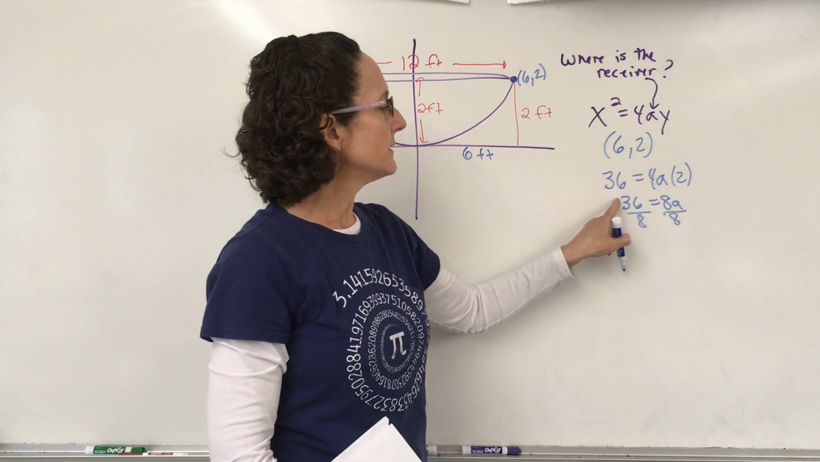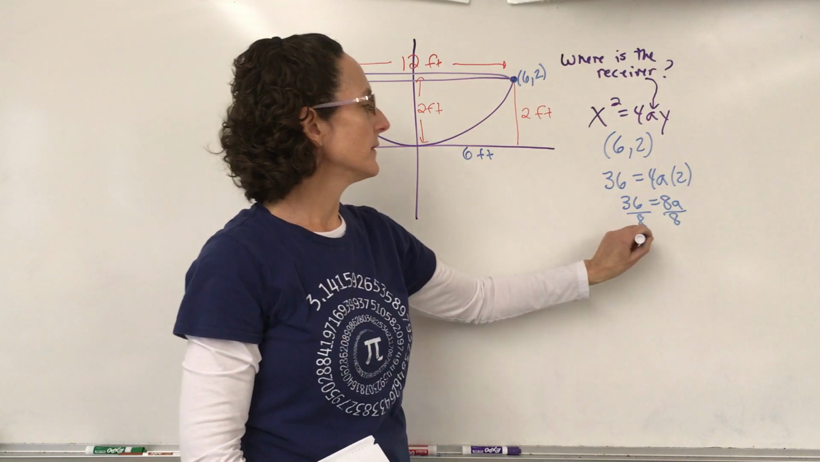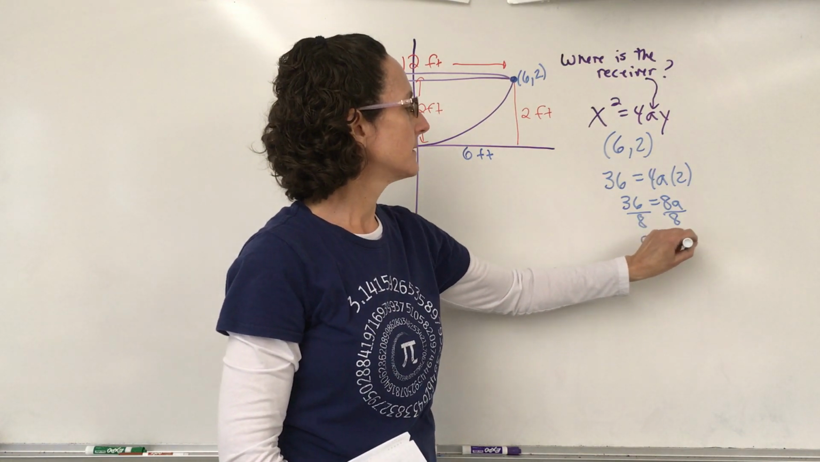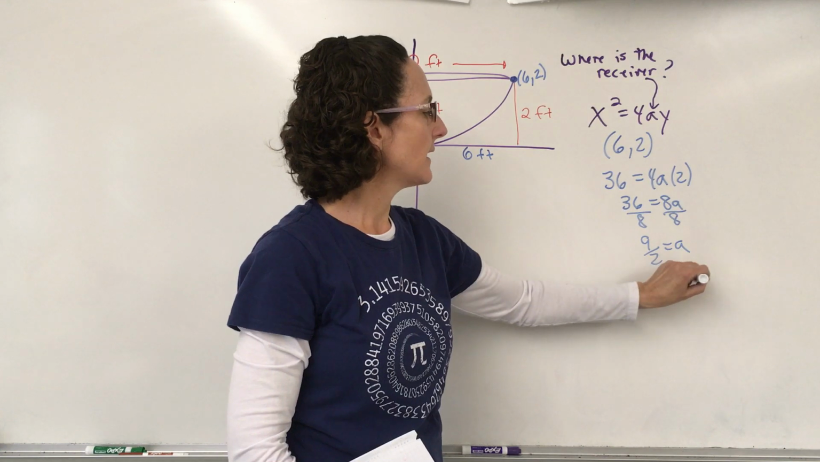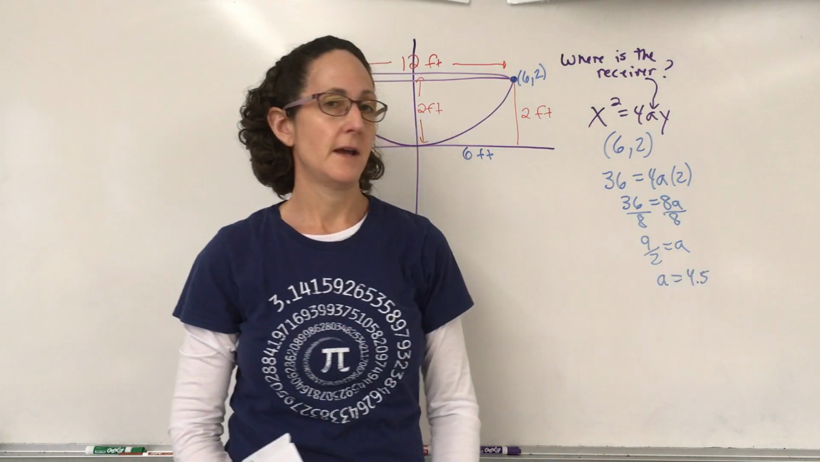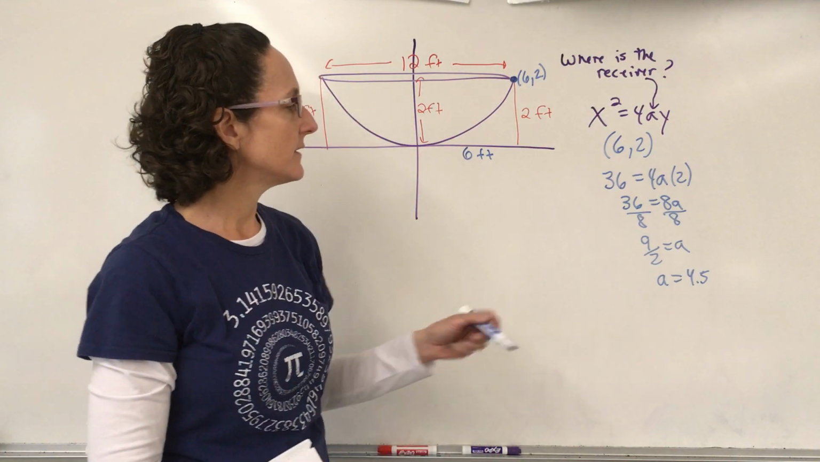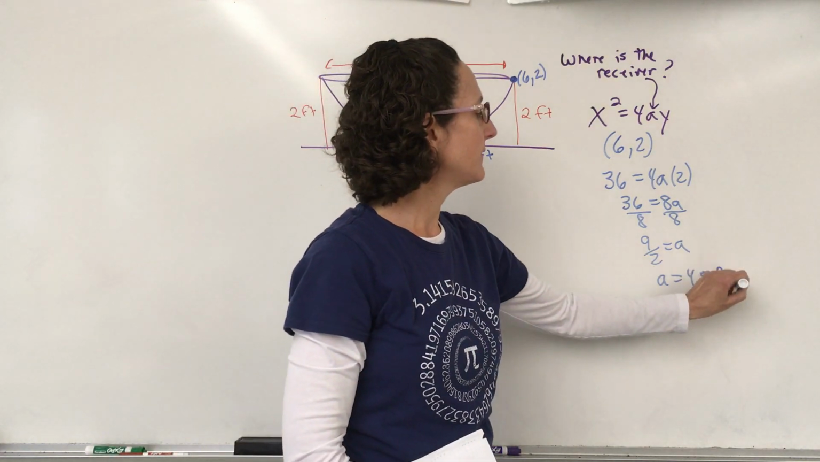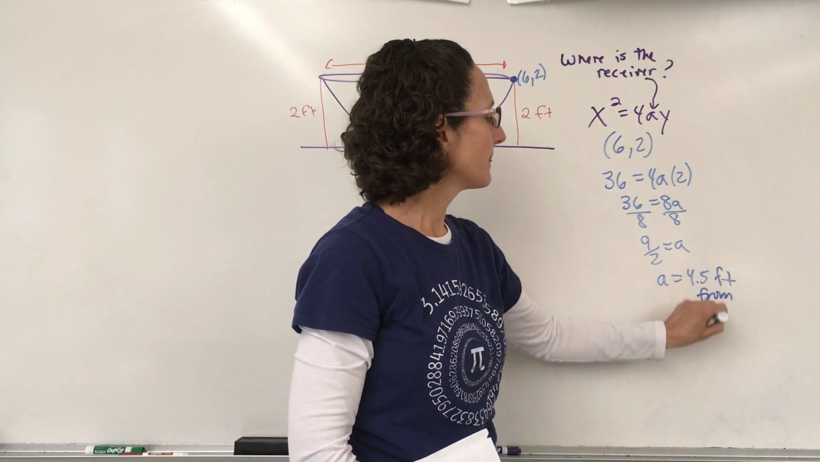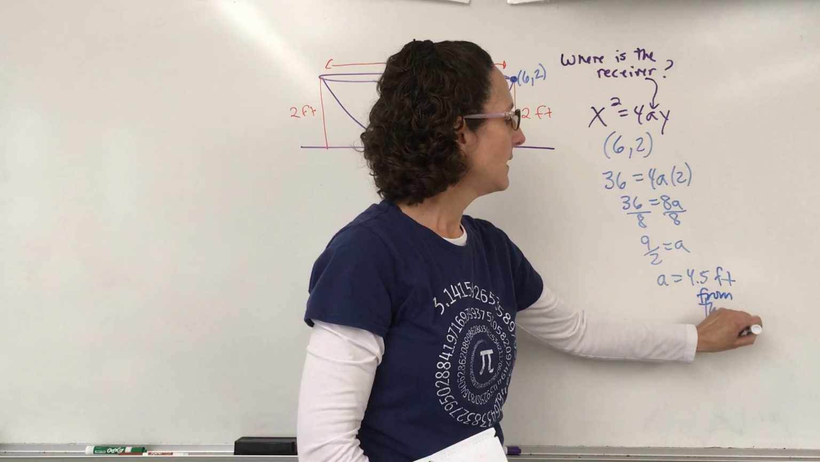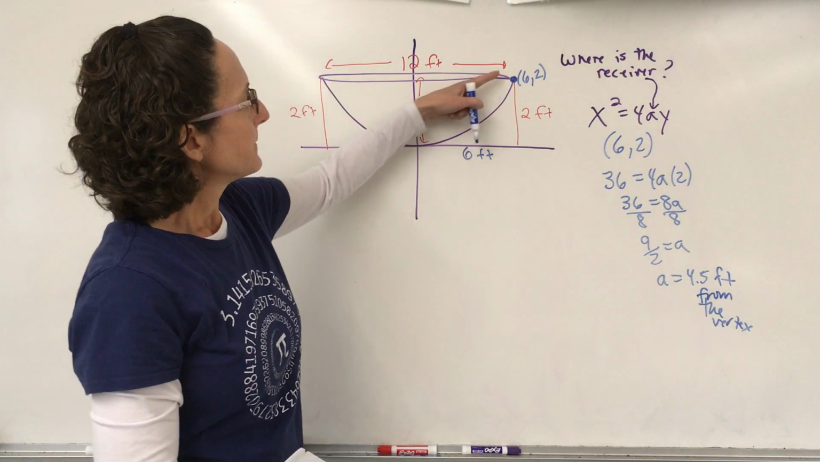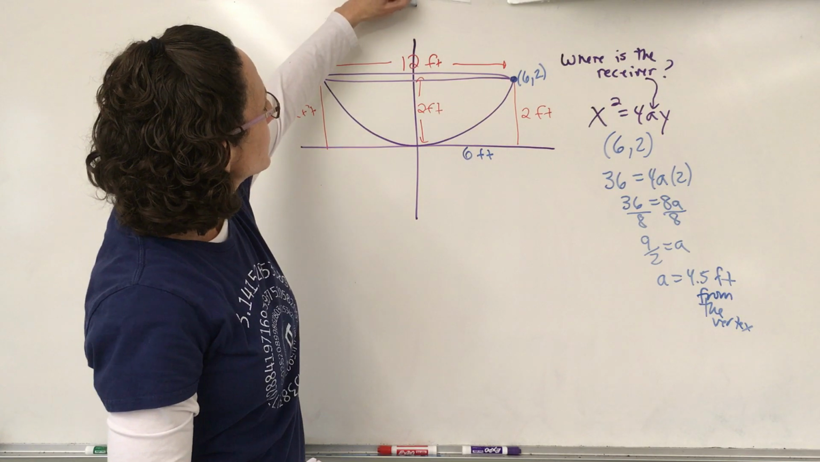Okay. You can divide these both by 4 and get 9 halves. So a is either 9 halves or 4 1/2. Okay, and remember the significance of that is you would say that the receiver is 4 1/2 feet from the vertex. Okay, so if you look at your picture, this is only 2.